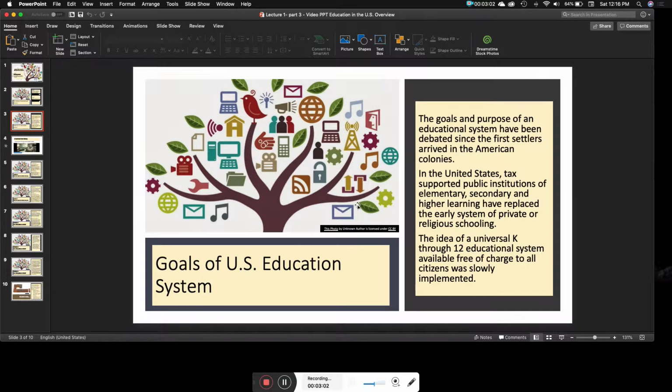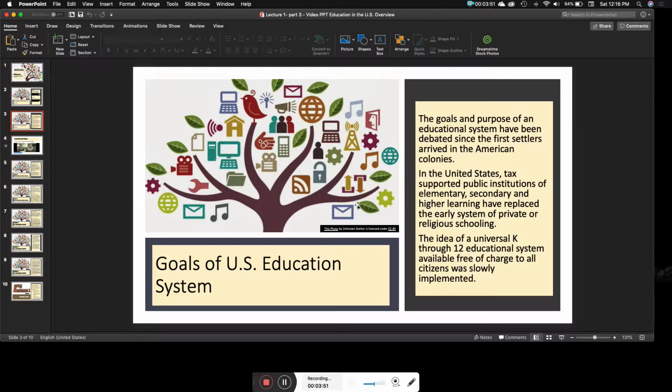In the first one, you'll see that the goals and purposes of the educational system have been debated for a long time. We started off in a variety of different places where people of high profile, people who were considered theorists and scholars, created the notions that became what we call public education. In the United States, tax-supported public institutions of elementary, secondary, and higher learning have replaced the early system of private or religious schooling.